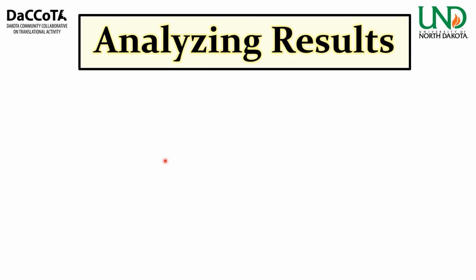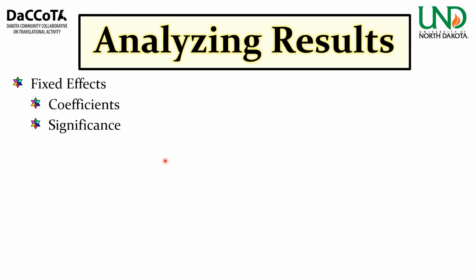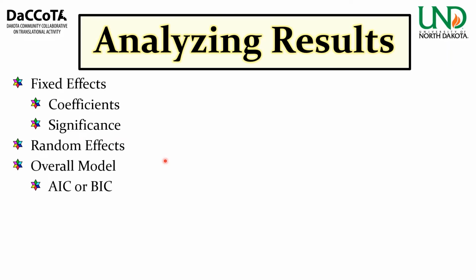Okay then, your computer has spilled out a cacophony of results. What do they mean? So here are some important pieces to look at. There are the fixed effects, with coefficients and significance. There are random effects, and then there's the overall model, including AIC or BIC, etc. And then chi-squared over degrees of freedom for SAS.